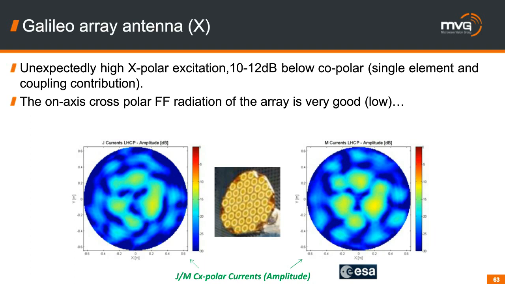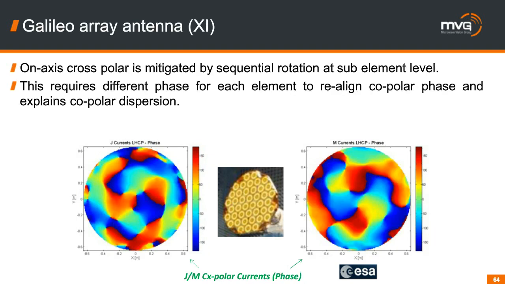As we can see from the amplitude of the currents associated to the central part of the array, the cross-polar excitation is high at single element level, only approximately 12 dB below the copolar peak. Nevertheless, the on-axis cross-polar radiation of the entire array is very low, as expected from a well-designed antenna, as observed previously. The reason for this phenomenon is clearly visible from the cross-polar phase distribution shown in this slide.